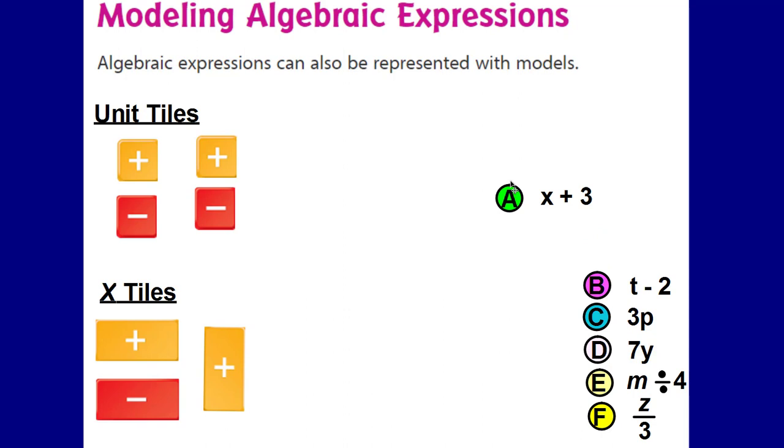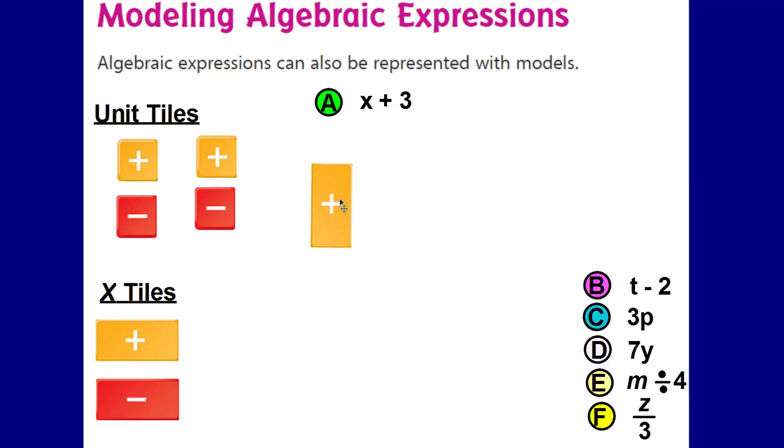Okay, so let's go ahead and do some. You should be doing this in your journal. We're going to first model x plus 3. So x is our variable. We need an X tile. How many do we need? Well, the invisible number that's in front of the X is a 1, because if you have an X, that means that you have at least one. So we're going to need one X tile, and it's positive.